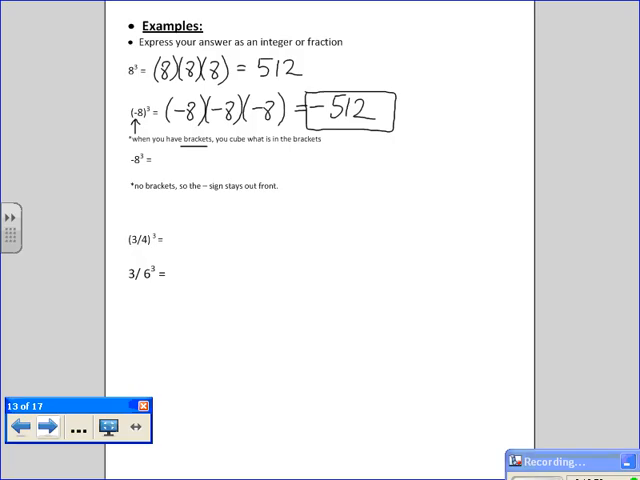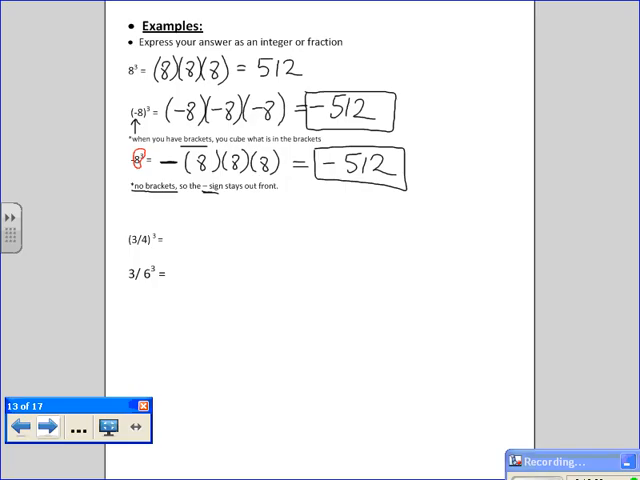Let's do the next one. Negative 8 cubed, but no brackets. With no brackets, that negative sign stays out front because we're not actually cubing negative 8. We're only cubing the 8. You're only cubing directly whatever the exponent is attached to. So this is 8 times 8 times 8, and my answer comes out to be negative 512 again, but for a different reason, because that negative sign needs to be left out front.